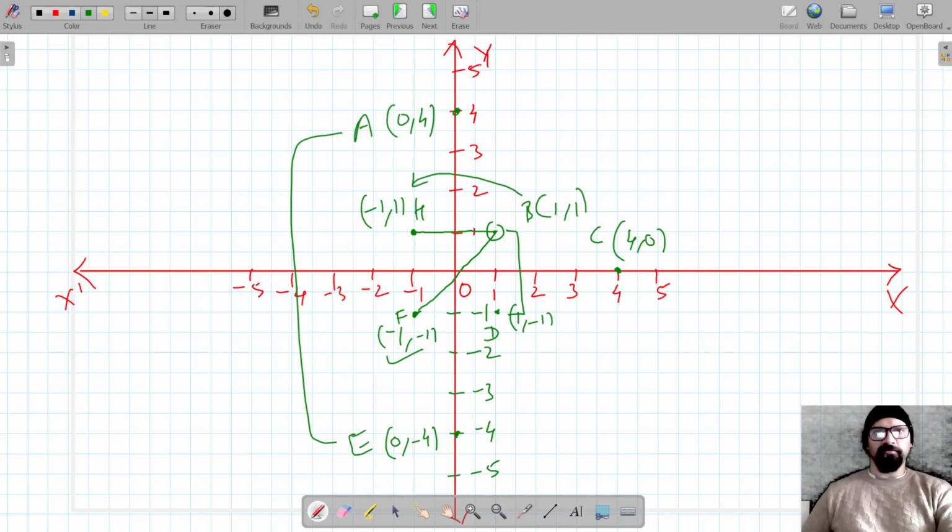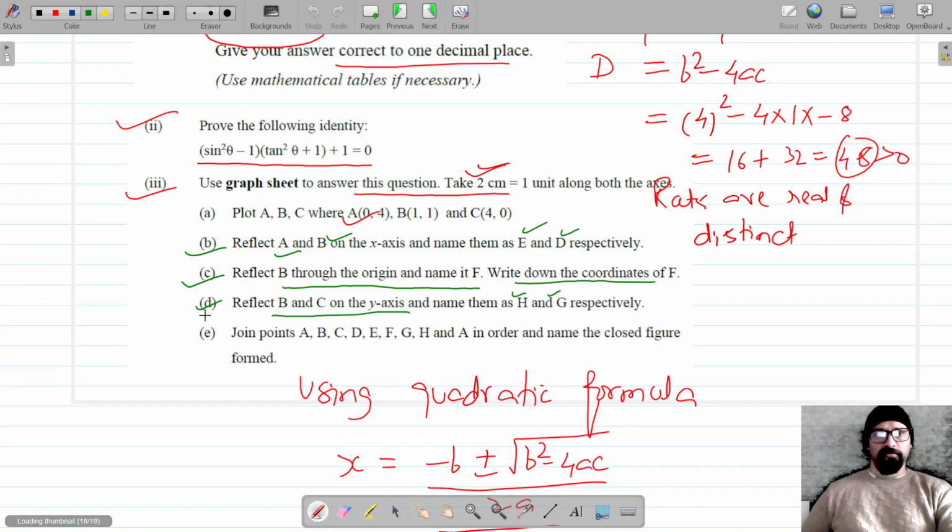Now the reflection of C on the y-axis is this one, which is negative 4, 0, and we name it as G. So this is G. So C is reflected as G on the y-axis. And now the coordinates of H are negative 1, 1, and the coordinates of G are negative 4 and 0. Okay, so D is done.